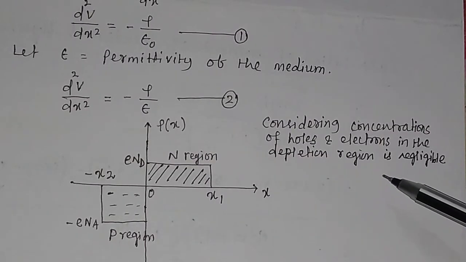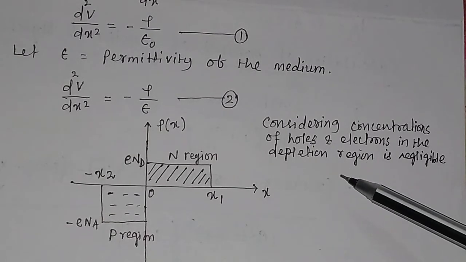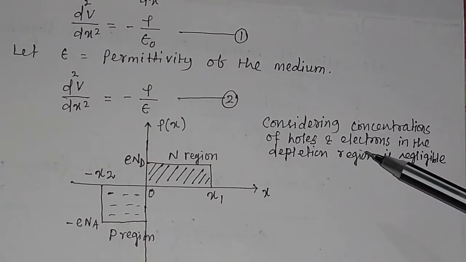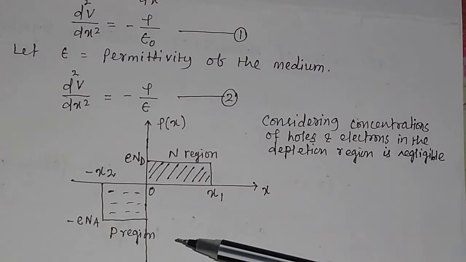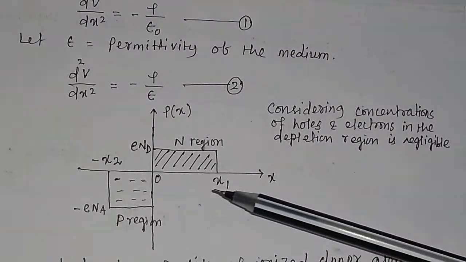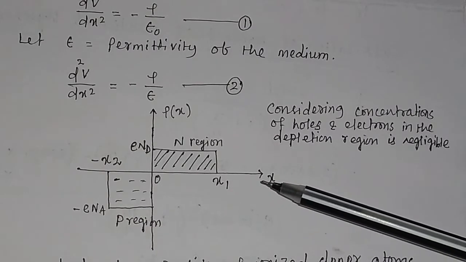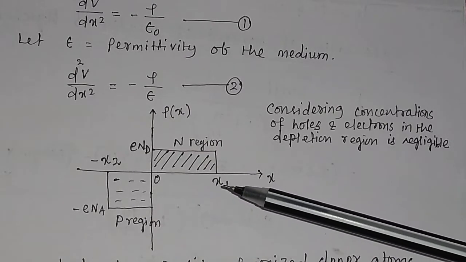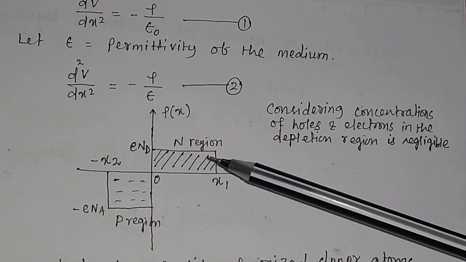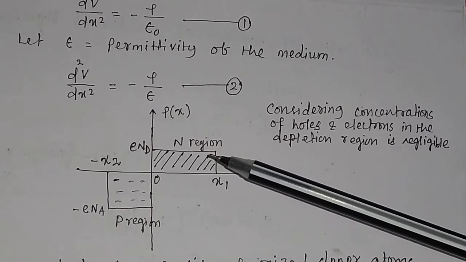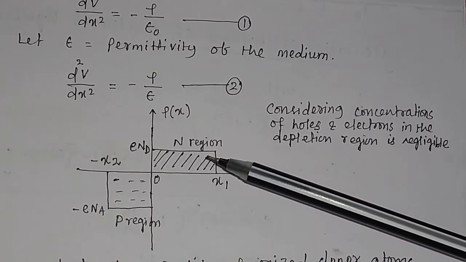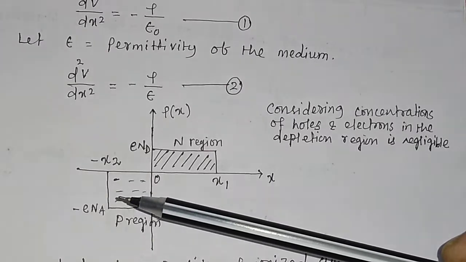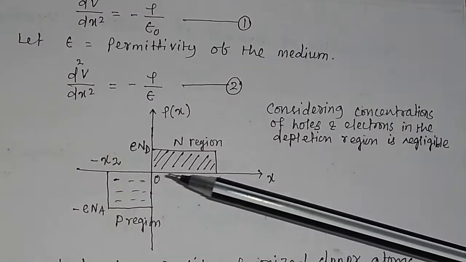And here we take the concentration of holes and electrons in the depletion region as negligible. With that assumption, you can draw this graph, that is, this is the x-axis and this is the y-axis, and up to x1 you have the N region, that is the N-type semiconductor, and up to the length minus x2 you have the P region, that is the P-type semiconductor, and this is your PN junction.